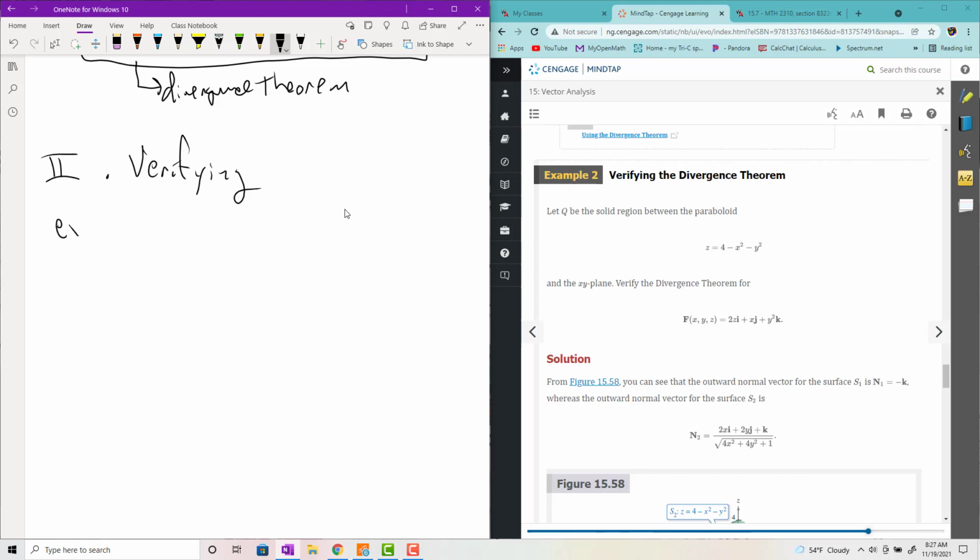So mine is like example 2. It might be exactly the same as example... No, it's not. That's a sad thing. Okay, so you'll always be given a force field of some sort in space, and then we'll be given some sort of closed surface.